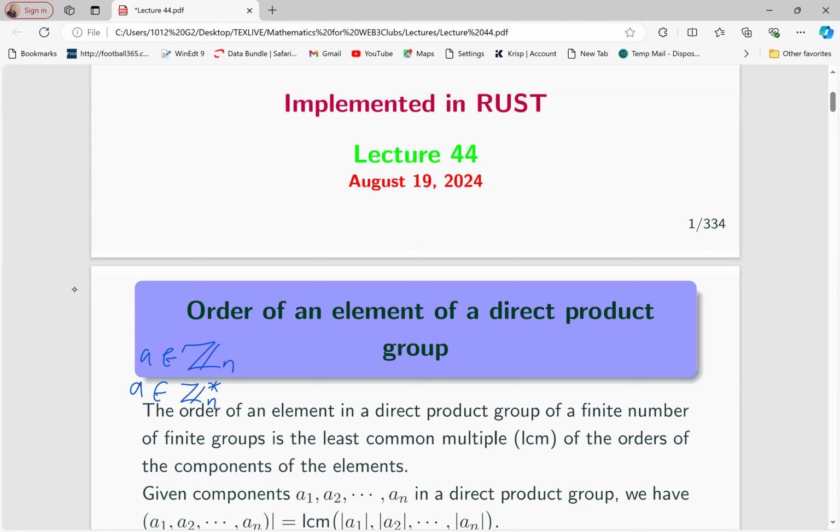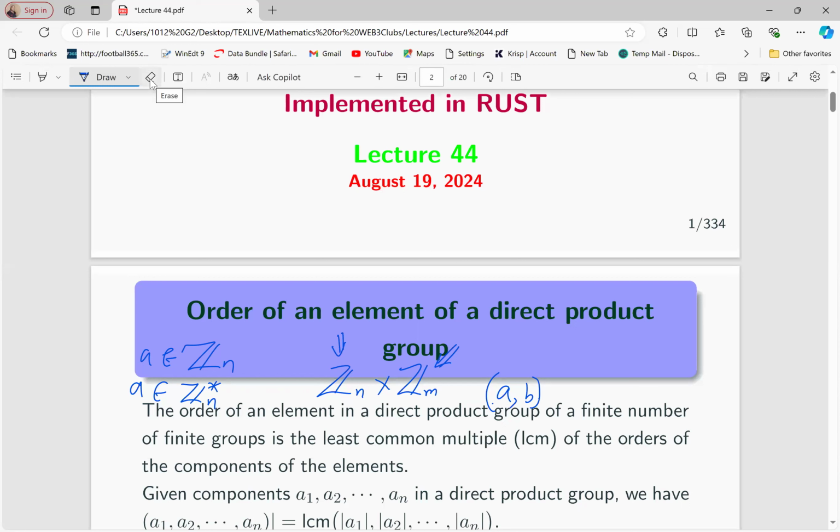After that, we also defined two groups multiplied together. These are direct product groups. And we saw how the elements of this group look like. The elements of this group are pairs (A, B), where A is an element in the first group, and B is an element in the second group. So we want to look at what is the order of this element in this group. That is what we'll be looking at this time: the order of an element in a direct product group.